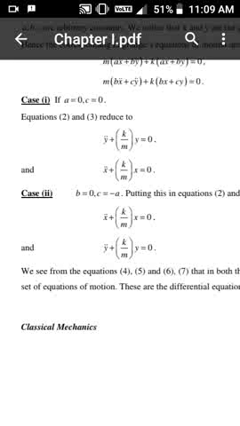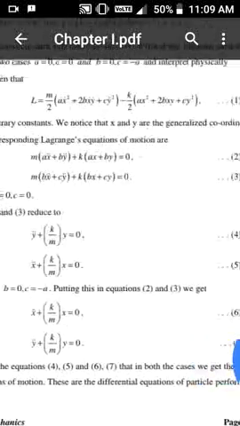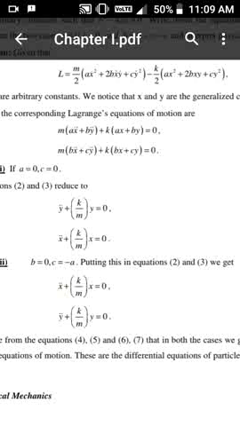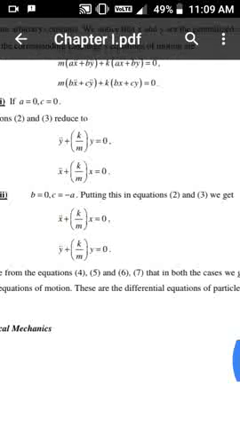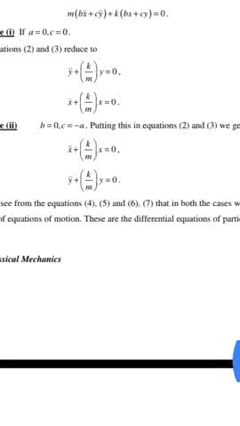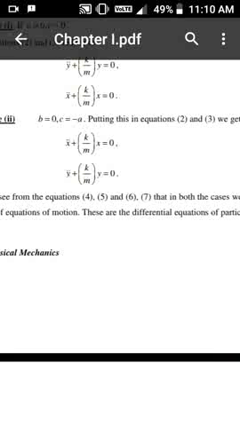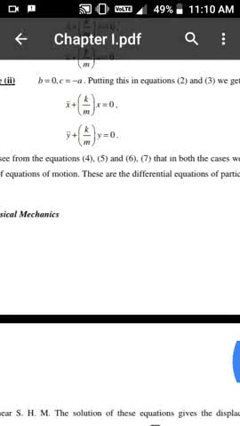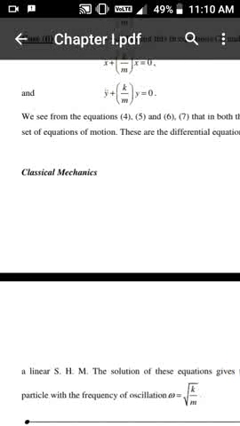Case second, b = 0 and c = −a. Putting this in the equations, m(a ẍ + b ÿ) + k(a x + b y) = 0, we get ẍ + (k/m) x = 0 and ÿ + (k/m) y = 0. From these equations, in both the cases we get the same set of equations of motion.